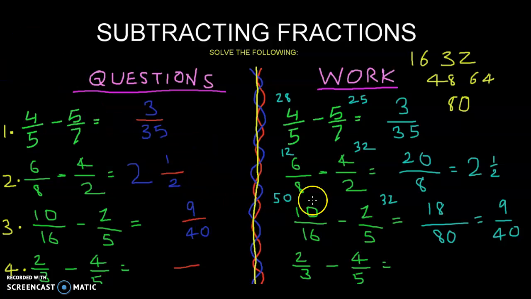Okay, let's go on to the next one. 3 times 4 is? 12. And 5 times 2 is? 10. Good job. 12 minus 10 is? 2. Okay, let's write 2 right here. Over the LCM of 5 and 3 is? 15. Good job. 2 over 15 is our answer. Write that right here.